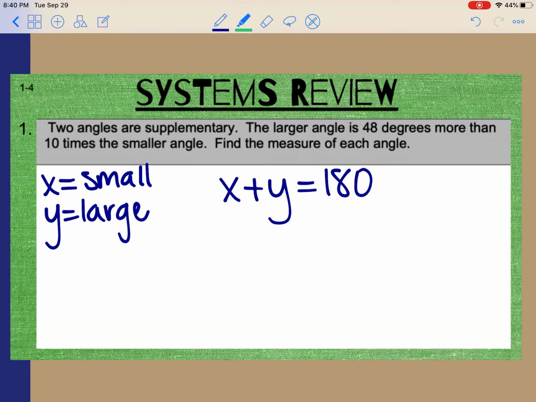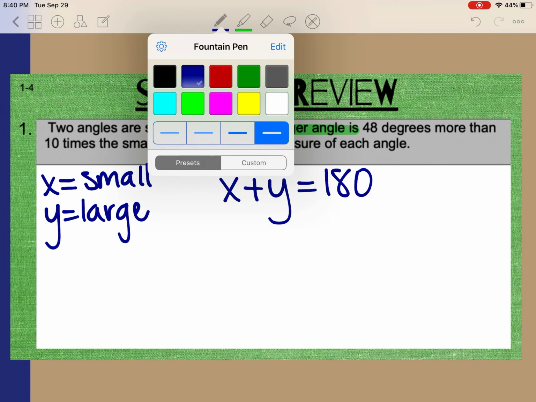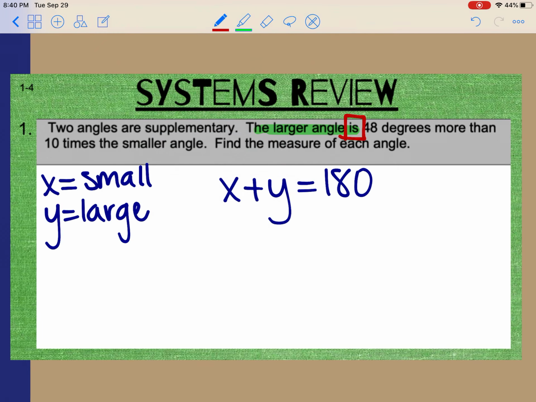Then if we look at the second sentence, it says the larger angle is. Well, we've been talking about taking sentences and making them into equations, and when we see the word is, we know that's where our equal sign goes, okay? We identified our larger angle as y, so we can start with y equals. Then it says 48 degrees more than. Again, more than means add, but remember the word than means put that at the end.